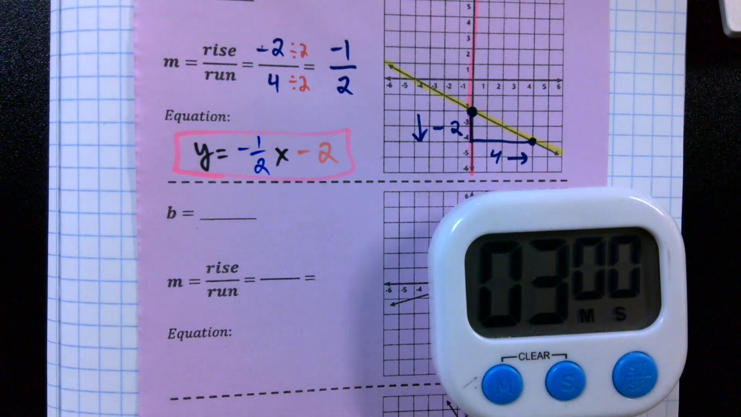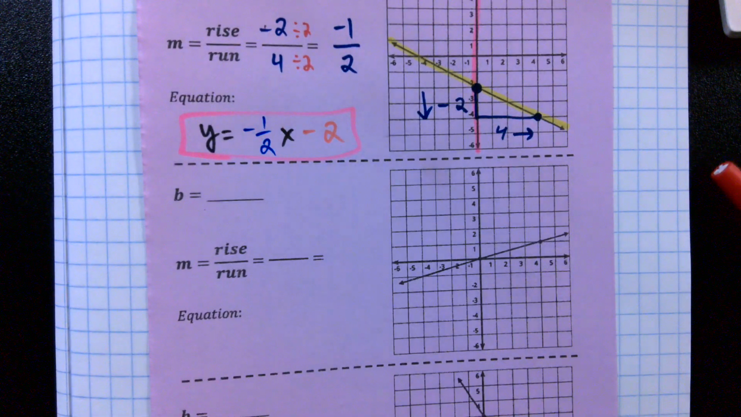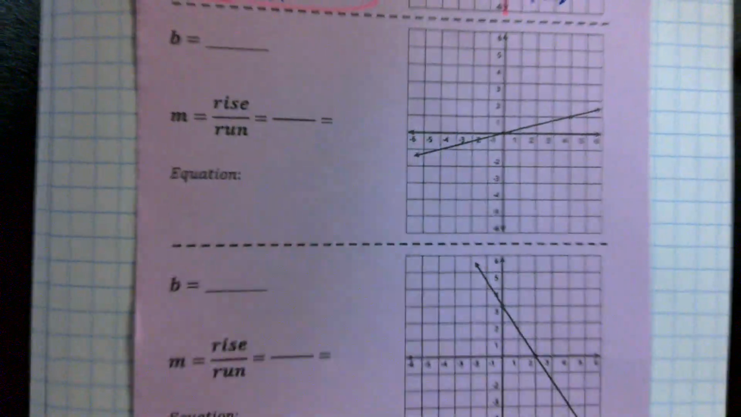All right, quick show of thumbs. How do we think we did? Thumbs up, think we did great. Thumbs sideways, think we did all right. Thumbs down, think we did poor. That's okay if you think you did bad. No, you didn't do bad. As long as you gave it a shot, you didn't do bad. Okay. Let's take a look at this second one.